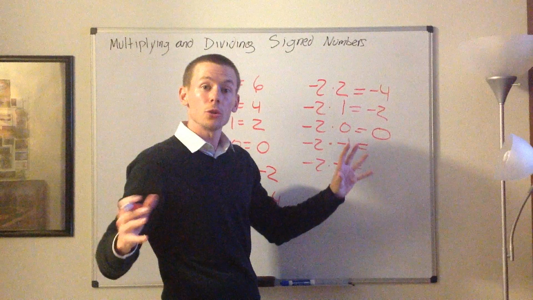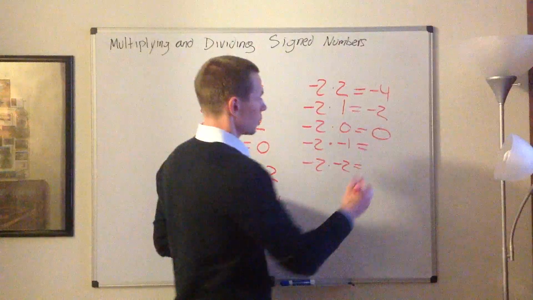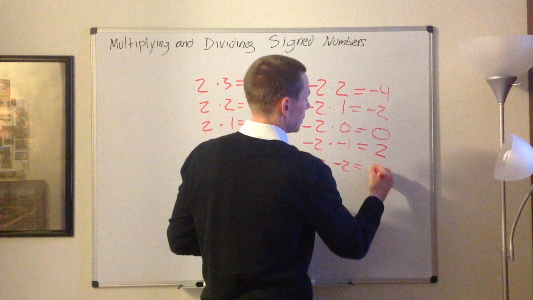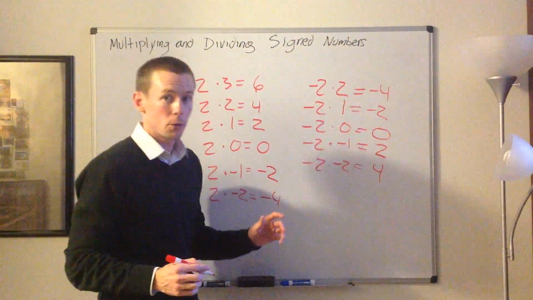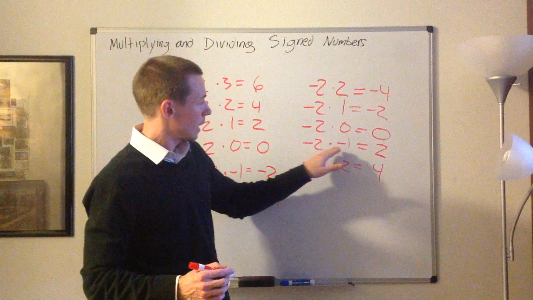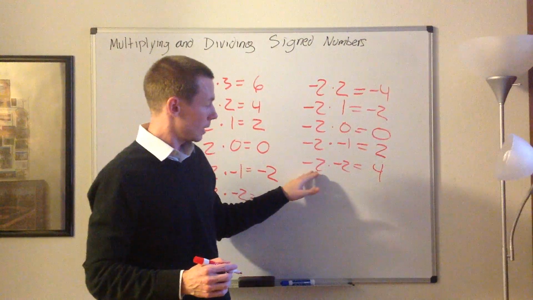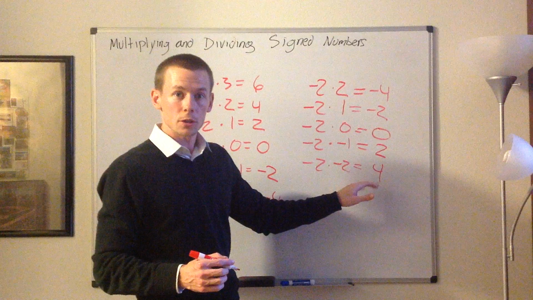So now it's doing what? It's increasing by 2. So this must be 2, and it keeps increasing by 2. So that must be 4. So to complete this pattern, a negative times a negative must equal a positive. And here again, a negative times a negative equals a positive.